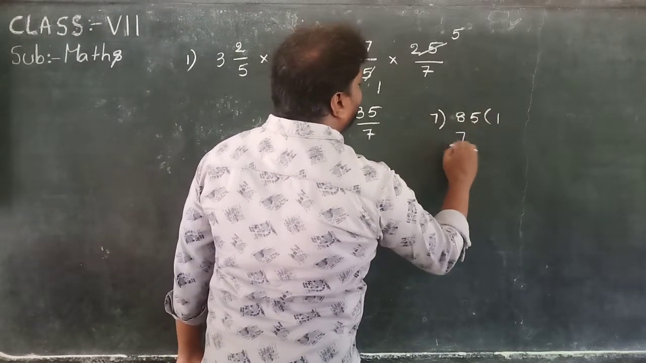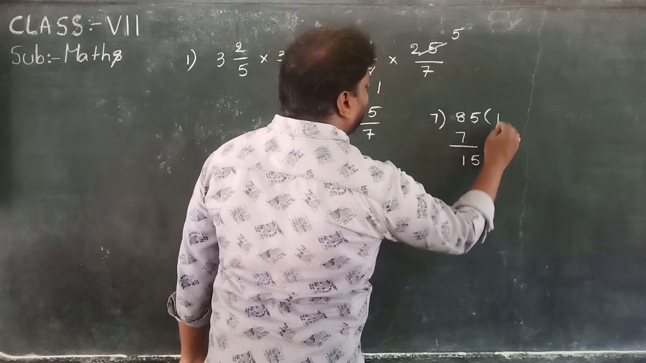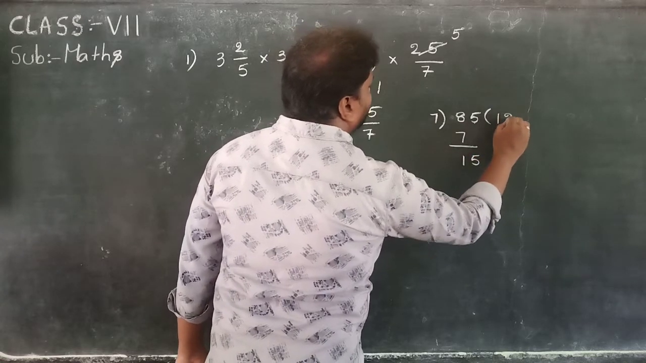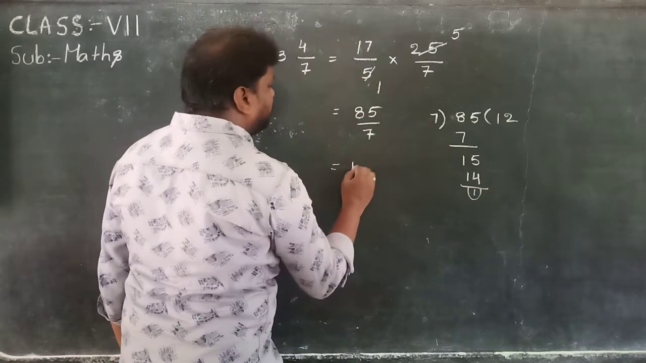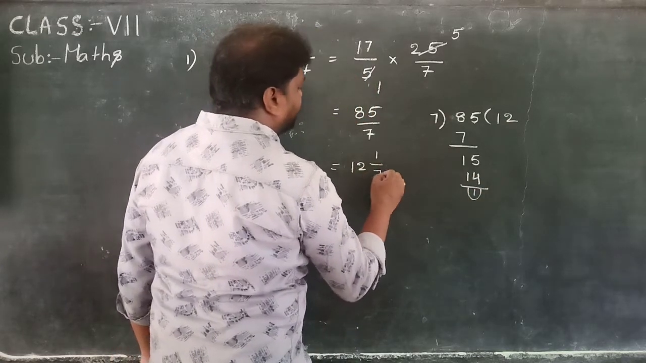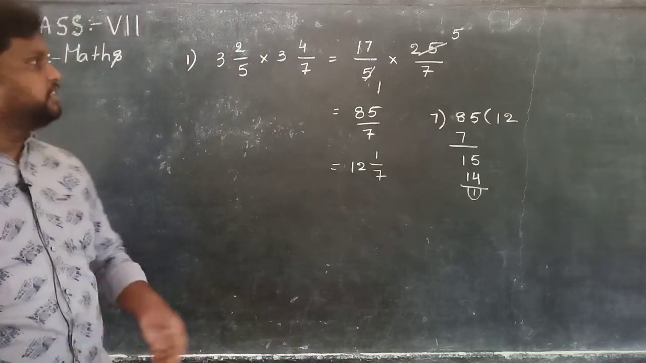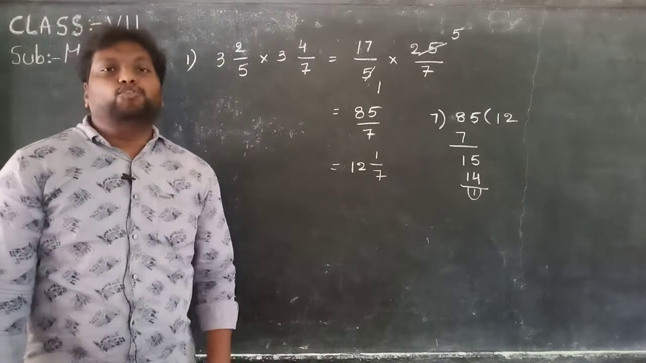7 ones are 7, 15 is the remainder. Next, 7 twos are 14, remainder is 1. Then finally 12 1 by 7. This is the product of two mixed fractions.